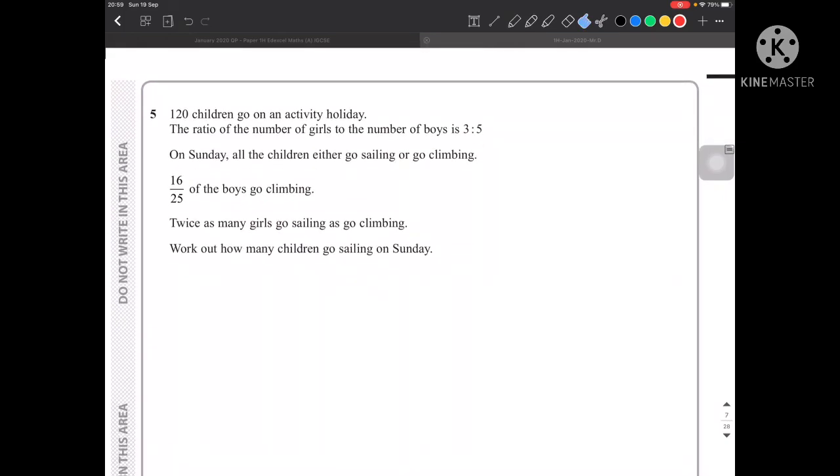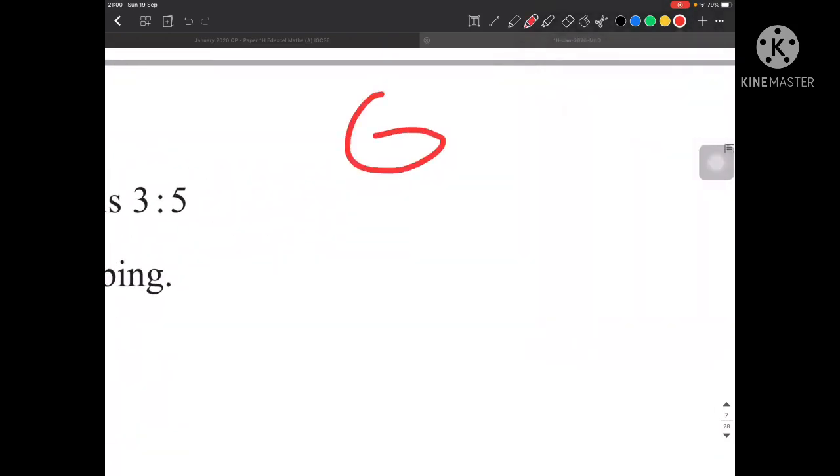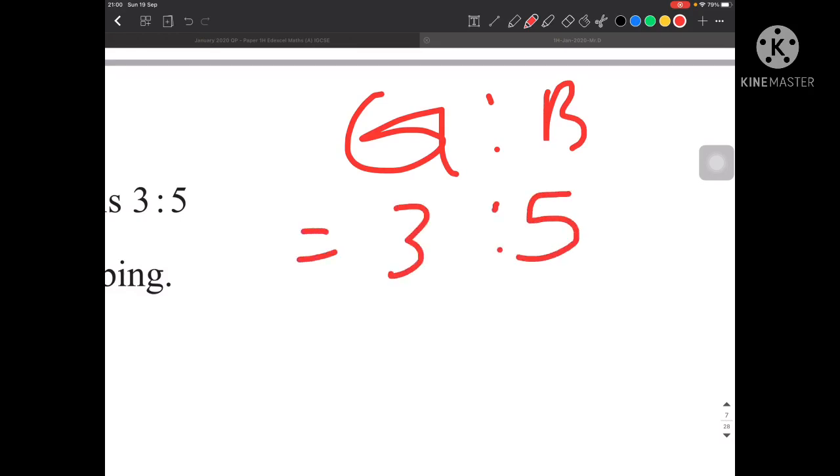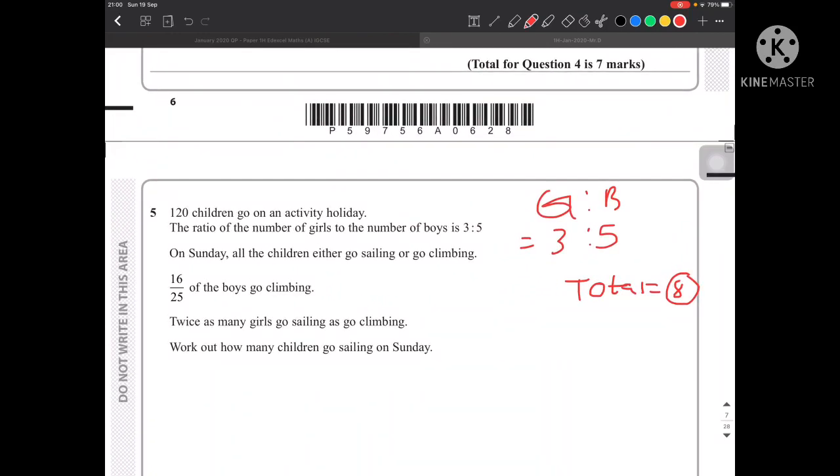Fifth question, 120 children go on an activity holiday. The ratio of the number of girls to the number of boys is 3:5. So this means we have a total of 5 plus 3, which is 8 parts. And the key thing to note in here, guys, is we have 120 children. We have the ratio, which is also shown in here. And on Sunday, all the children go either sailing or climbing. 16 over 25 of the boys go climbing.